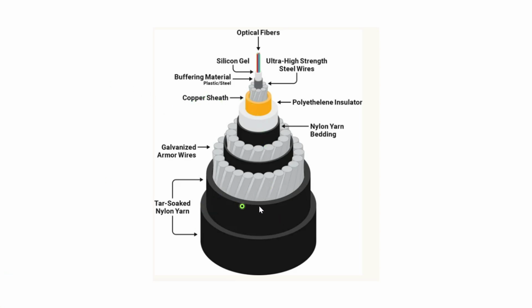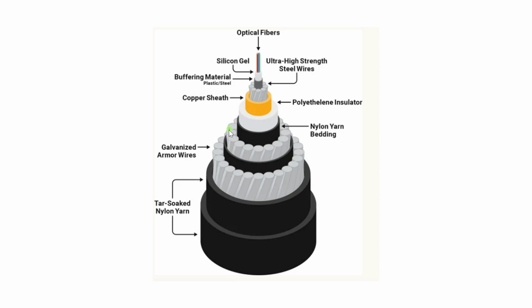First, the outer layer is nylon yarn that protects the fiber optics, and the second layer is galvanized armor wires, meaning steel rods surrounded by wires that give extra strength in the sea region, so that big species like whales and sharks do not damage the wires.